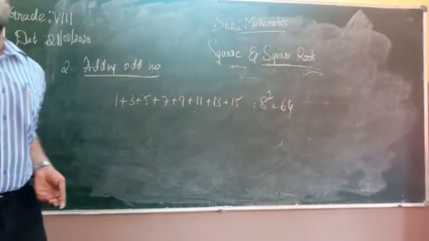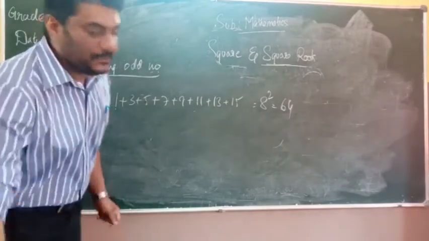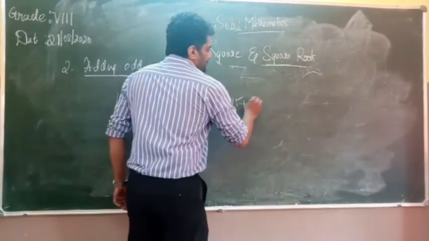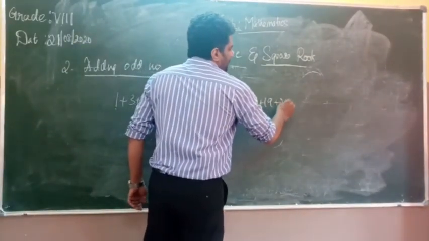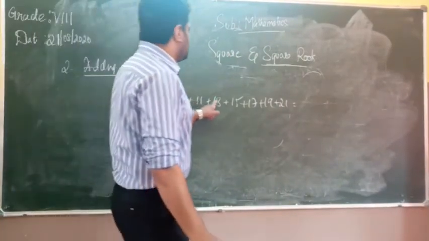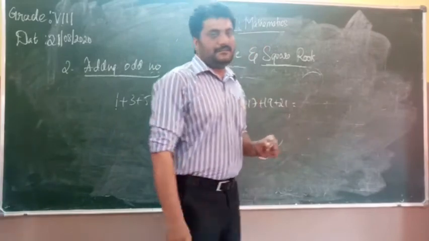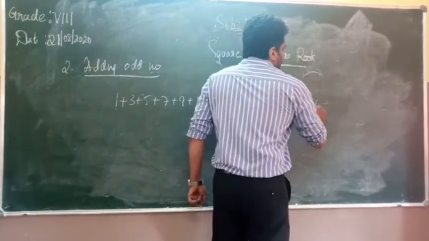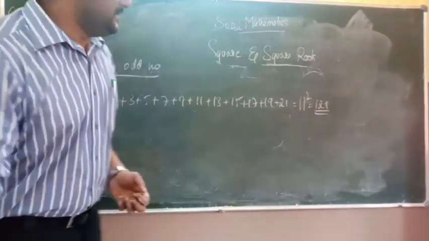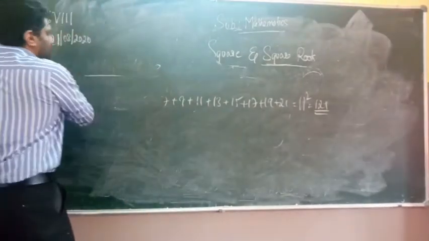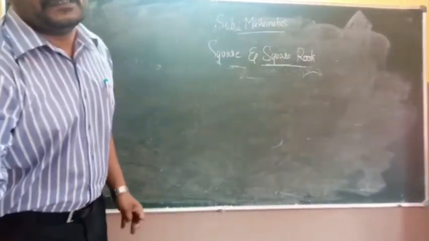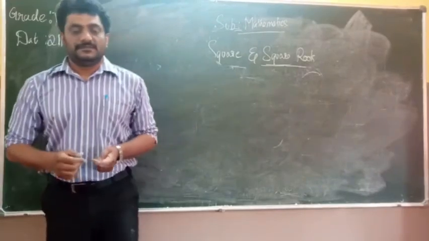This is one more pattern. If I continue this, after 15 I have 17, 19, 21. How many numbers is this? 1, 2, 3, 4, 5, 6, 7, 8, 9, 10, 11. This is nothing but 11 squared, 121. This is one more pattern: without adding manually, you can indirectly get the sum of all the odd numbers using the square concept.